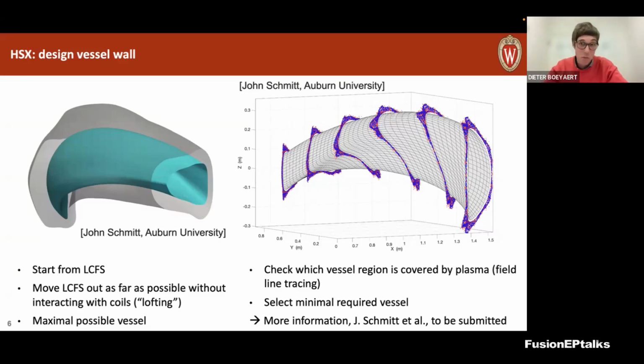If you want to know more about the numerical details of how this is done, there will soon come out a paper of John in which he explains that in more detail.